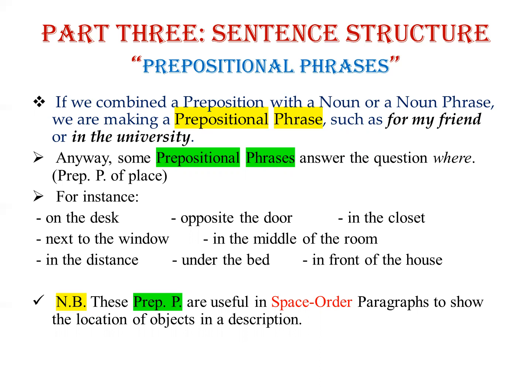Anyhow, if we combine the preposition with a noun or a noun phrase, we are making a prepositional phrase. What is a prepositional phrase? It is the phrase that is built or combined of a preposition and a noun phrase or a noun in general, such as for my friend. I have a preposition, which is for, and I combined it with the noun phrase my friend. So I here created a prepositional phrase.